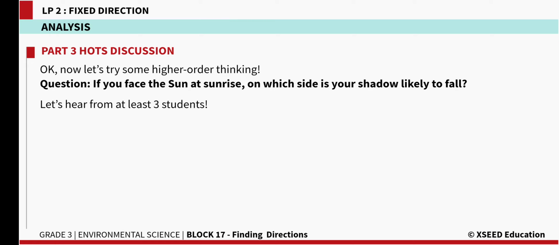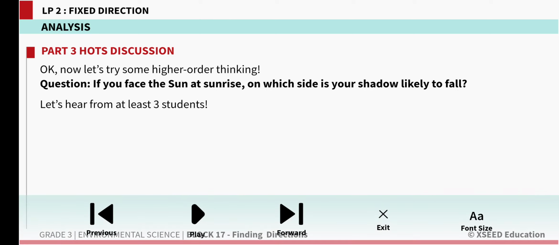Now the last question is, if you face the sun at sunrise, on which side is your shadow likely to form? Remember one thing, a shadow is always formed behind the light source. Suppose you are facing the sun, your shadow will be formed at your back. It means the shadow always forms on the opposite side of the light source. So if you are facing the sun at sunrise, your shadow will be formed at the back. The sunrise side is the east, so your shadow will form at the west.